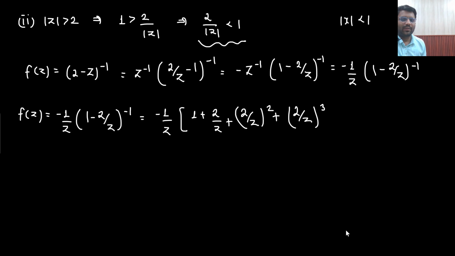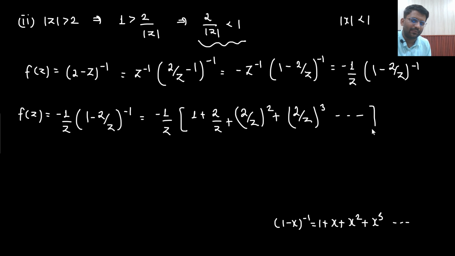And if you feel that, sir, I cannot remember the formula, then you can remember at least this formula: 1 by x to the power minus 1 is 1 plus x plus x square plus x cube. In that manner you can compare. In place of x, you need to put 2 by z. Then 2 by z whole square, 2 by z whole cube, and so on. So what is the answer you are getting? Minus 1 by z minus 2 by z whole square, minus 2 square will be 4 divided by z cube, minus 8 divided by z to the power 4 and so on.